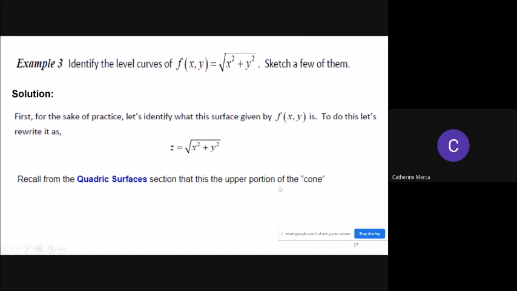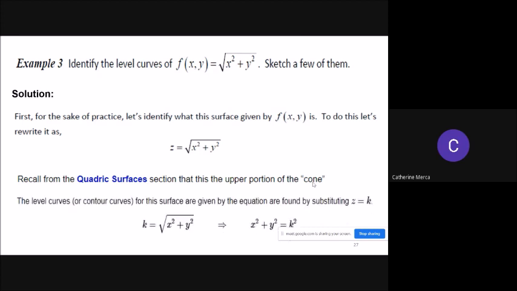So we actually have a cone. Pag hindi pa ninyo ma-identify kaagad, i-review ulit yung inyong quadric surfaces ha. Kasi malapit na yung exam. Anyway, you still have time to review it back. So the level curves or contour curves for this surface are given by the following. That is, x squared plus y squared is equal to k squared, if we substitute z is equal to k.